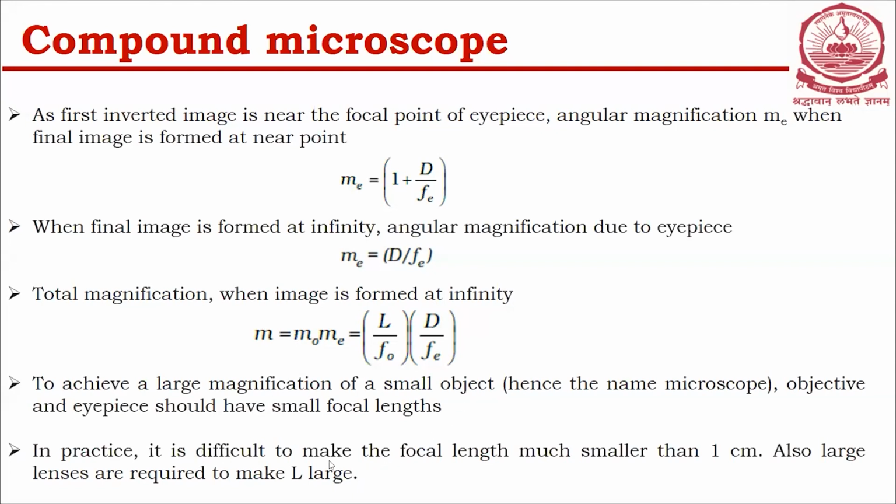You know that here it is difficult to make focal length much smaller than 1 centimeter. Also, large lenses are required to make L large. So you have limited magnification by using a compound optical microscope, by using light. So if that magnification is not sufficient, suppose you want to see more details, then you have to go for the next microscope, that is scanning electron microscope. In the scanning electron microscope, you have to use the waves associated with the electrons, that is de Broglie waves. So that will give you better magnification.